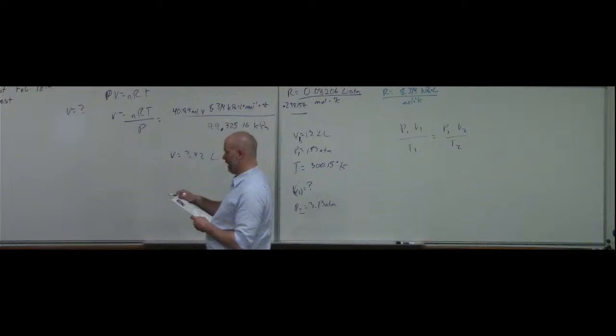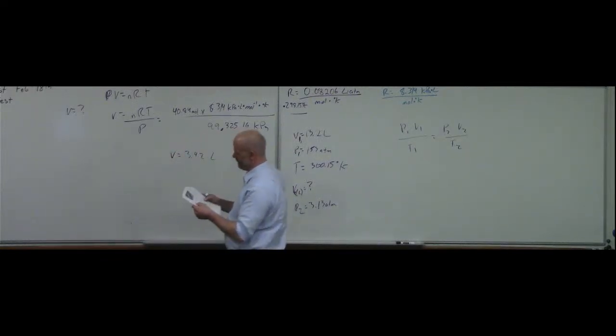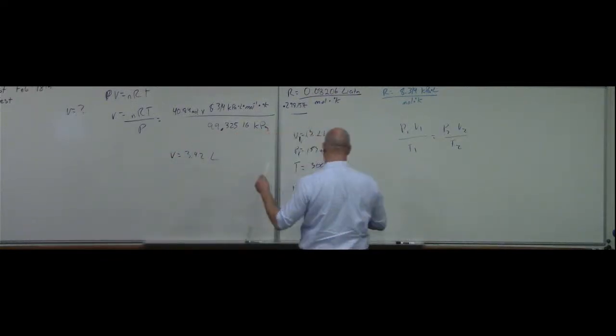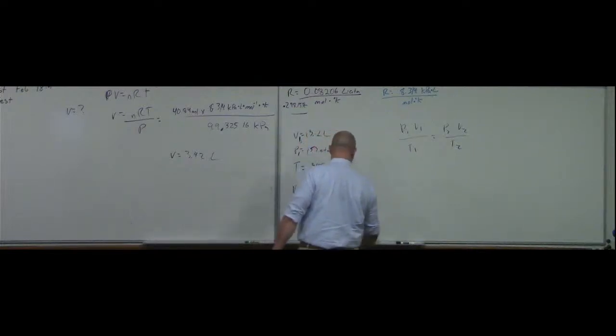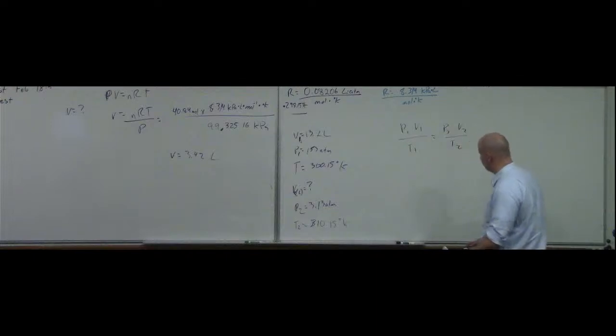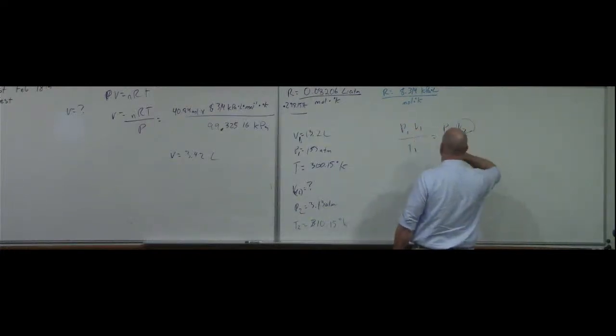Letting 1 represent the air in the scuba tank and 2 representing the air in the lungs, and noting body temperature is 37 degrees centigrade. That's it. Okay, so T2 is going to be 310.15 degrees Kelvin. Now it makes sense. All right. So we are solving for V2, right?